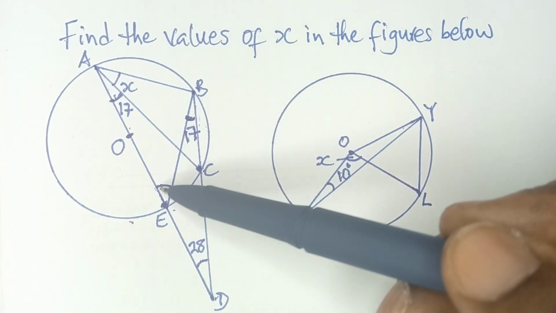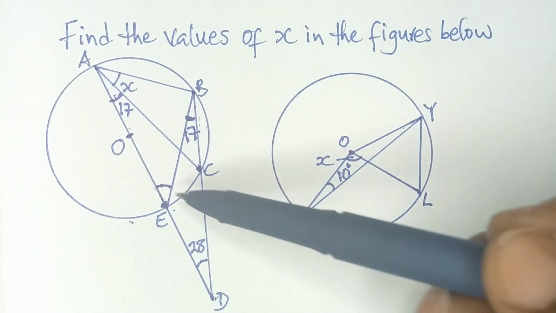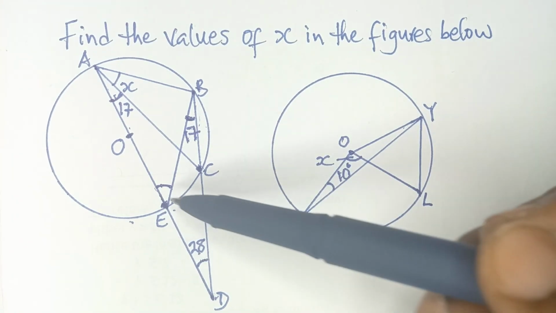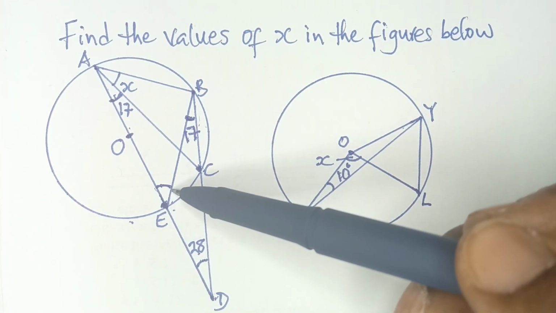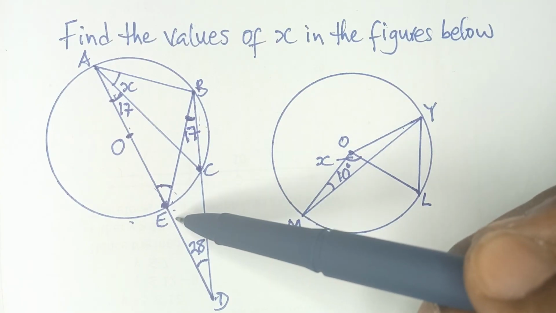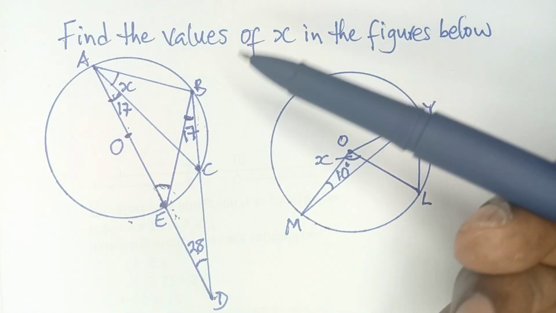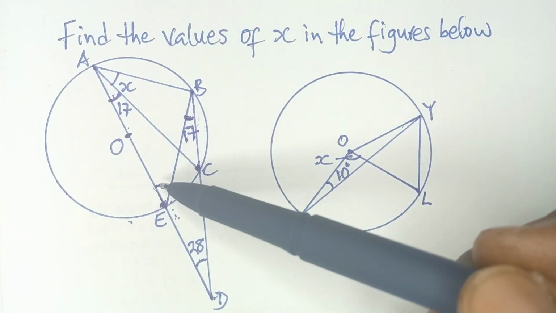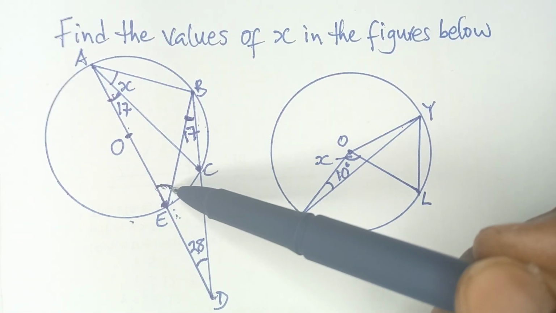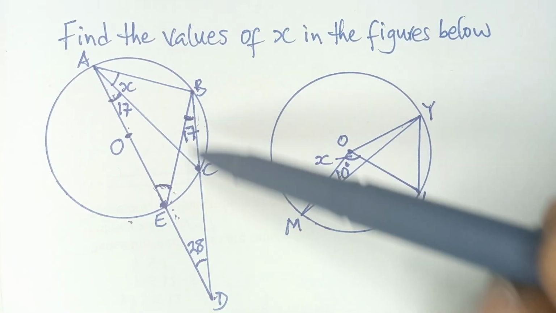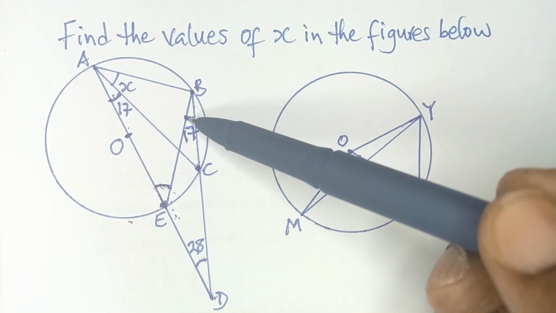If you don't want to use this theorem, you can also use the sum of angles in a triangle. So 17, 28 and this angle here, they are angles in a triangle. From there you can find this one, and then you now use sum of angles on a straight line to get this part. But that one is longer. Rather, it is easier to use the theorem that says that the exterior angle of a triangle is equal to the sum of the two opposite interior angles.